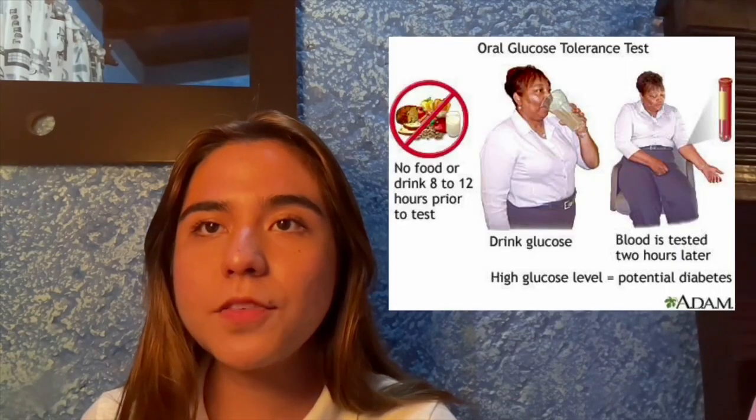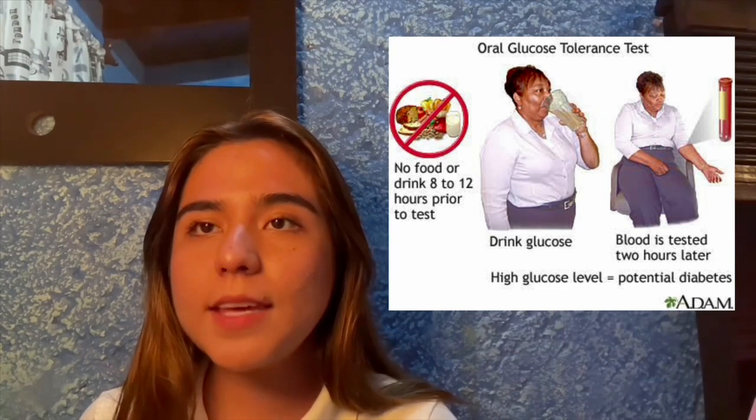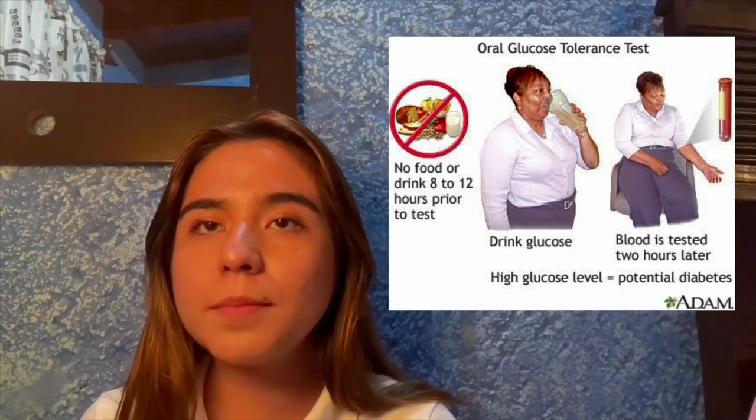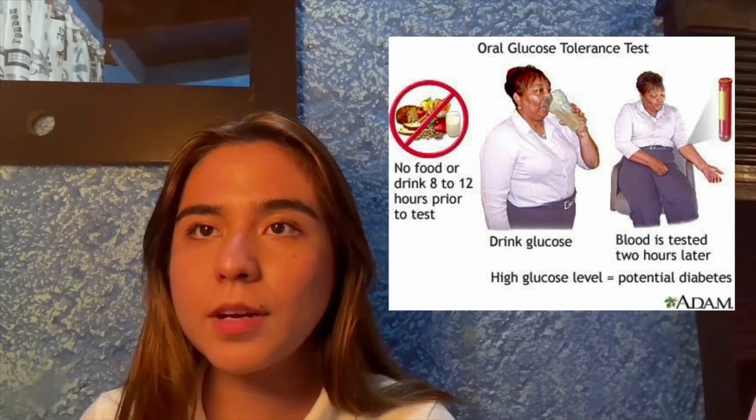For this test, you fast overnight. Then the fasting blood sugar level is measured. Then you drink a sugary liquid, and blood sugar levels are tested regularly for the next 2 hours.